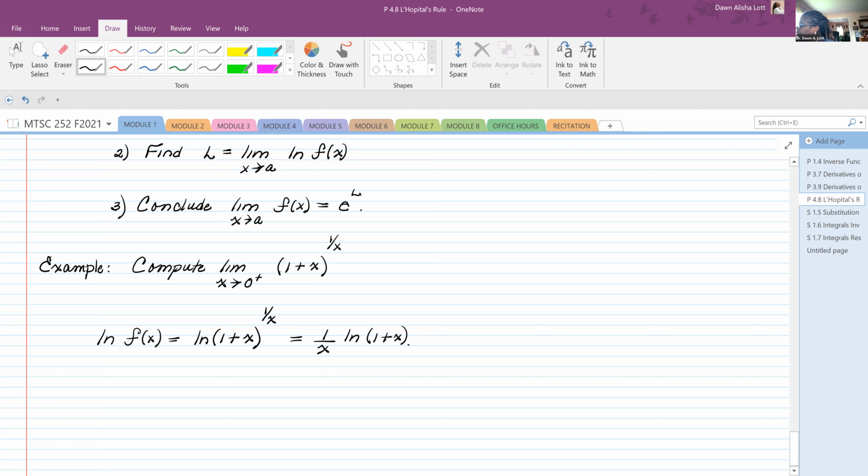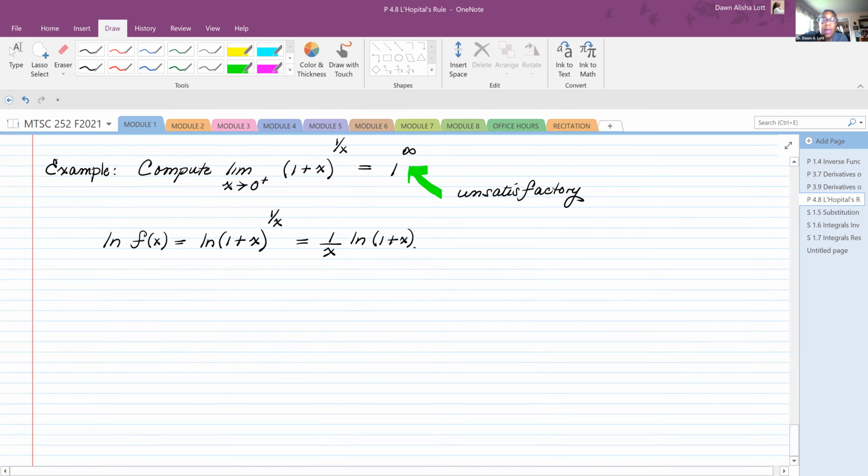Okay, I did forget a step. If I put in x equals 0, I get 1 to the infinity, and that's unsatisfactory. Okay, so when we do the direct substitution, we get 1 to the infinity. So we're not happy with that. So we're going to take the log. So now that I have taken the log, I'm happy with this logarithm. It's nice. Now I need to compute. So that was step 1.